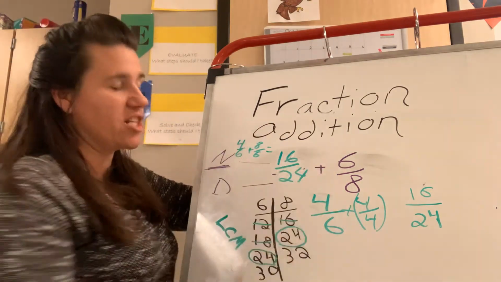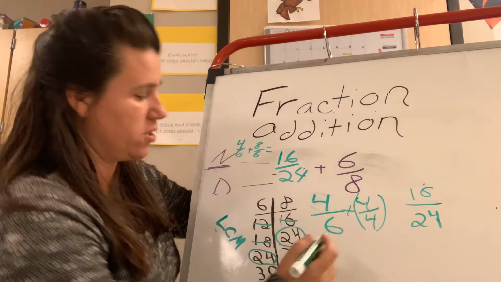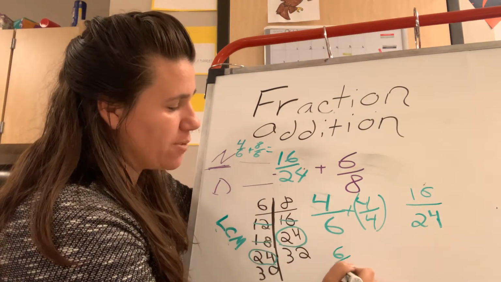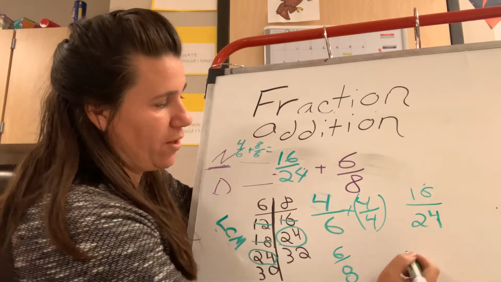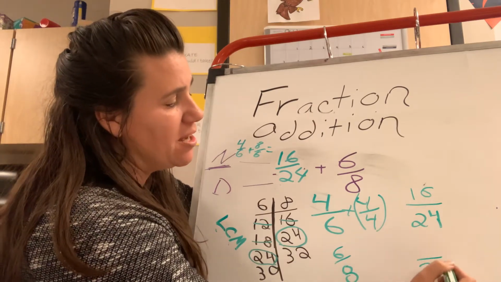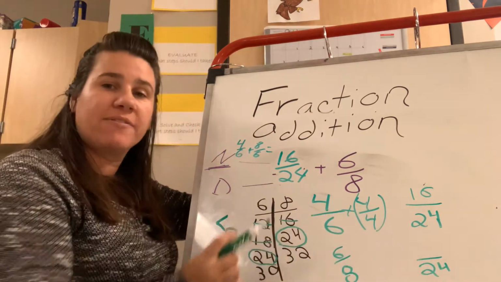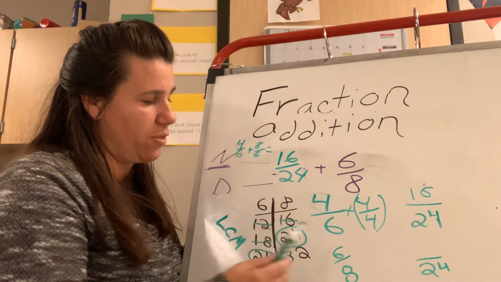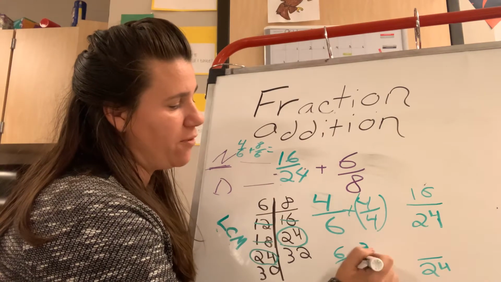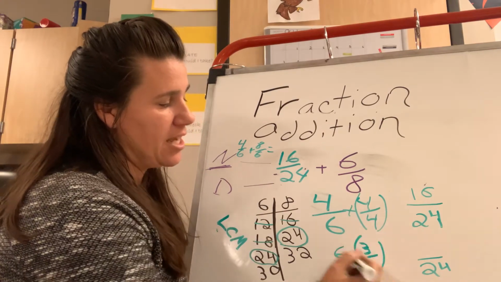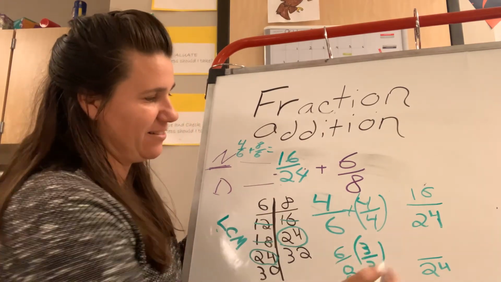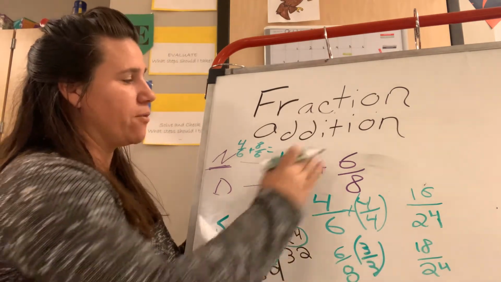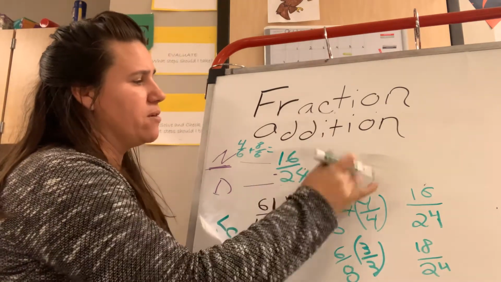And now I need to change my 8ths into 24ths. So we have 6/8. 8 times what is 24? We're going to do the same process, but instead of multiplying it by 4, I have to figure out 8 times what is 24? Well, 1, 2, 3. So this time it's 3 over 3. 6 times 3, 18. 8 times 3 is 24, so this is 18/24.